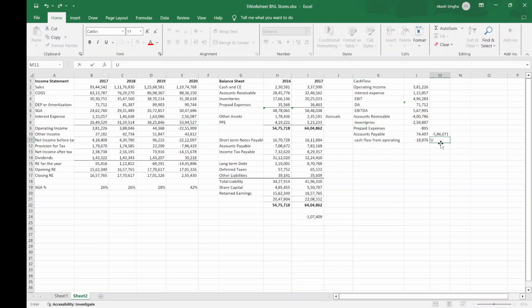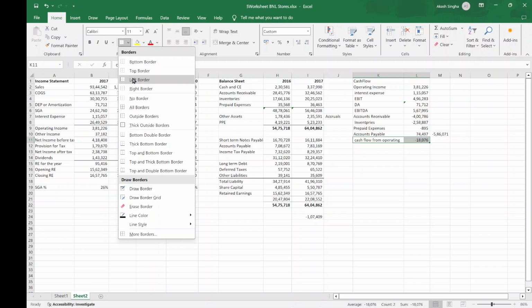I don't know why it's getting paused. I have no idea how much it was skipped. So yeah, so cash flow from operating is this much.